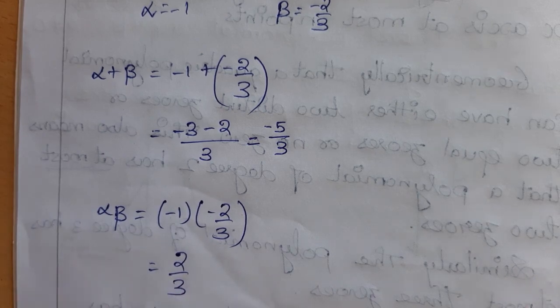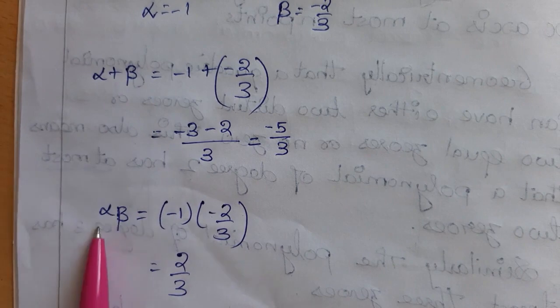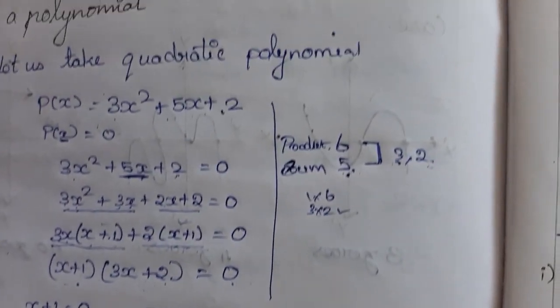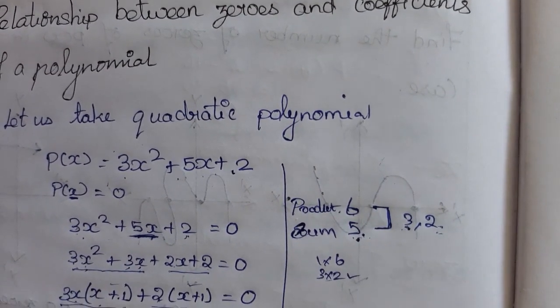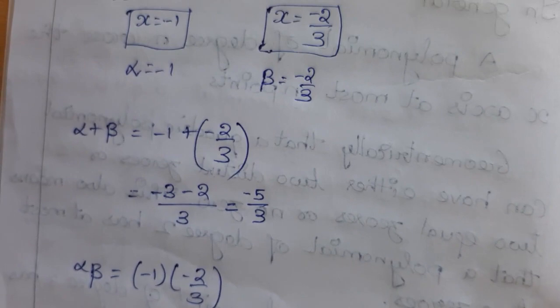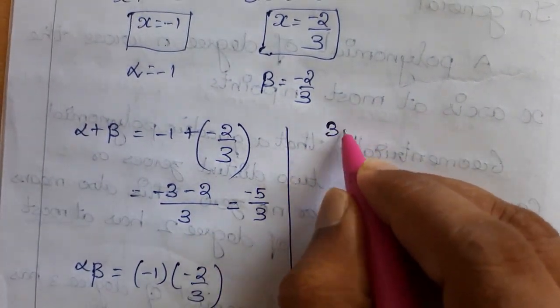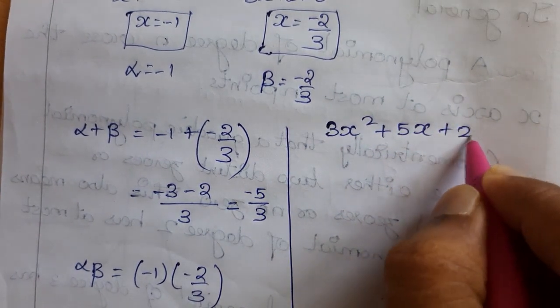This is what the relations of zeros are: the relation of zeros by adding alpha and beta and multiplying alpha into beta. Now they asked one more relation, the coefficients. So let me consider these zeros with coefficients. The given question is, I will write the expression here again, 3x square plus 5x plus 2, right?